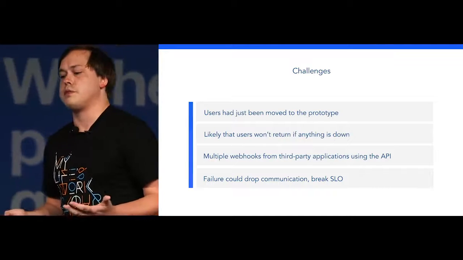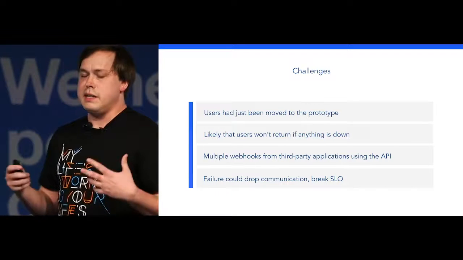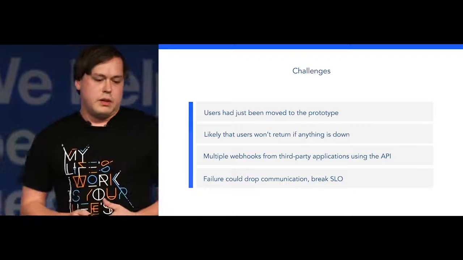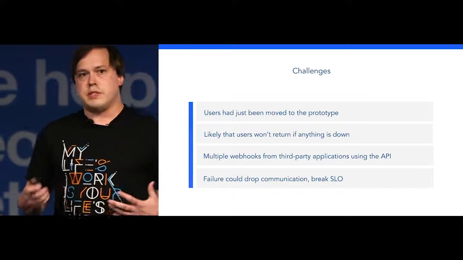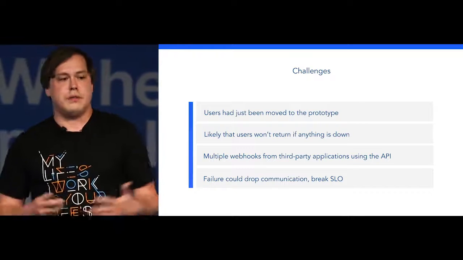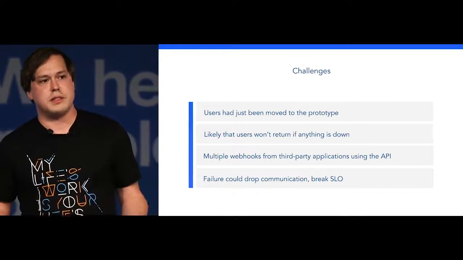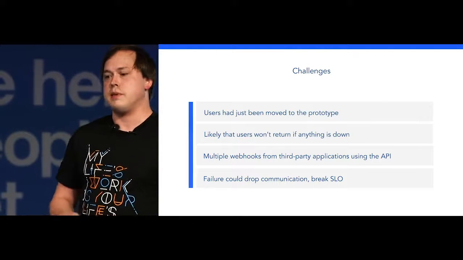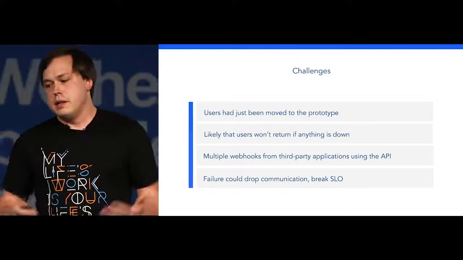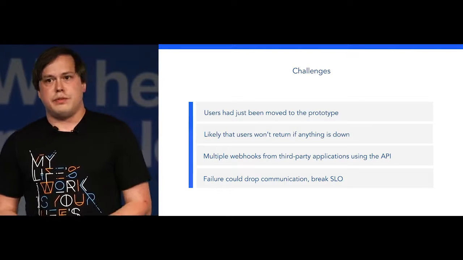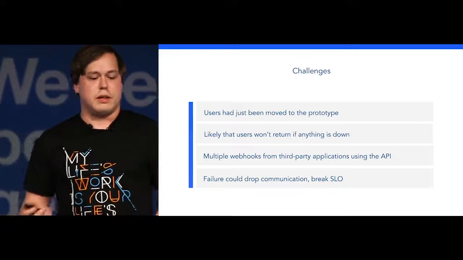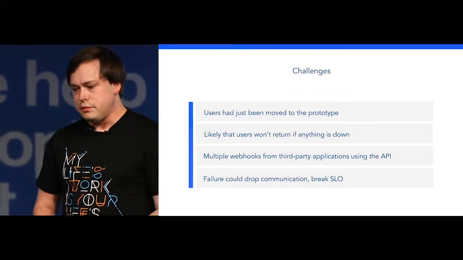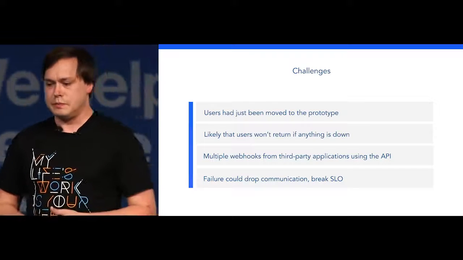We had multiple webhooks from third-party applications that needed to be responsive. One of them was a bit resilient in that it could retry if it got an error or a non-200 response code, but one of them facilitated real-time communication, and if that stopped, then we would definitely break our service level objective of all of our customers being able to contact job seekers through some obfuscated means.